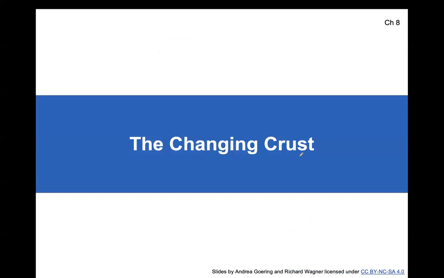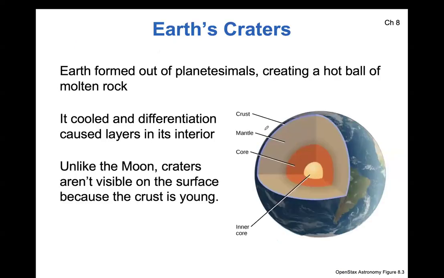All right. So moving right along to the changing crust. So, like I said, we're moving outwards, although we'll jump back a little bit inwards when we talk about the magnetic field. So, are there craters on the surface of the Earth? Well, do you know of any craters on the surface of the Earth? And you might not. There are, okay, but not many.